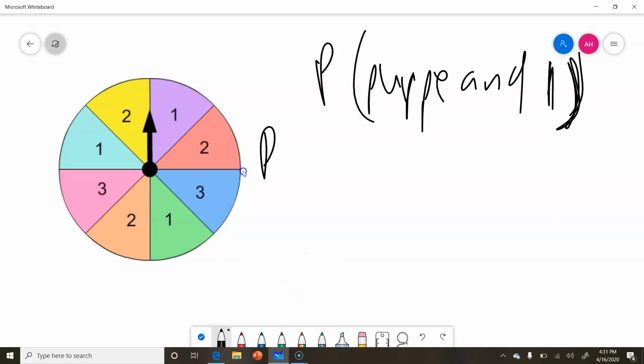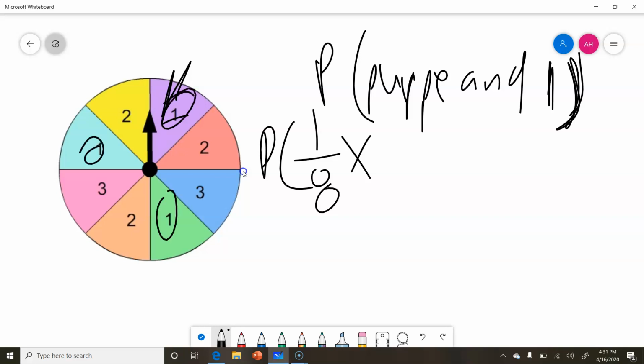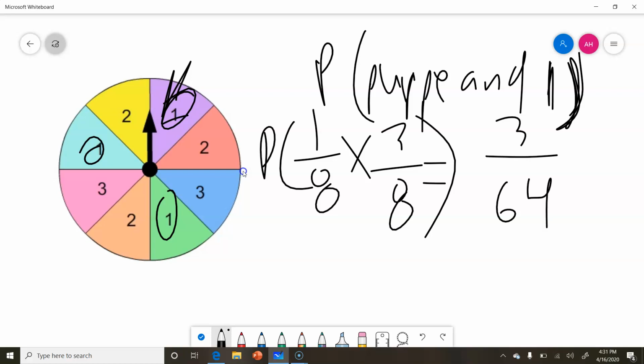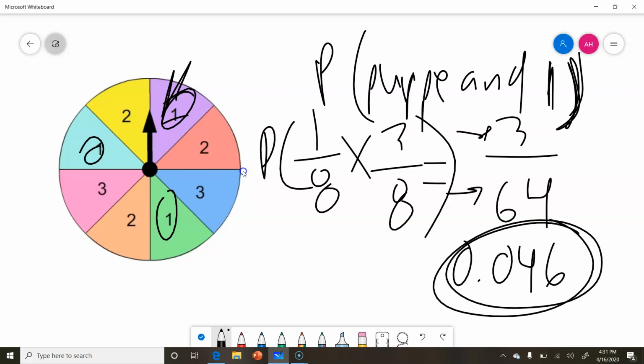Okay, so the probability of purple, again, is 1. So it's 1 over 8. Okay, and then times 1 here, we got 1, 2, 3. So we have 3 over 8. We multiply, that's going to be 3 over 64. Do you see that we just multiplied across? And when we type that in on the calculator, 3 over 64 is 0.046. Okay, that's a very low number of the probability that's going to be purple and a 1.